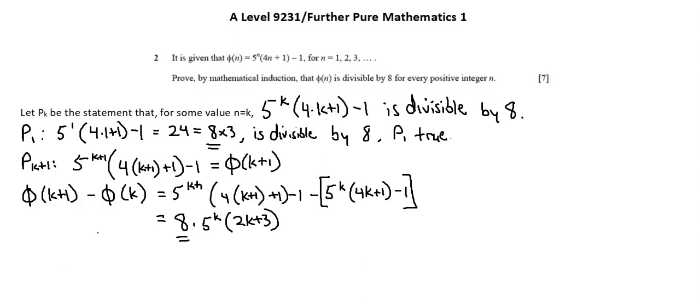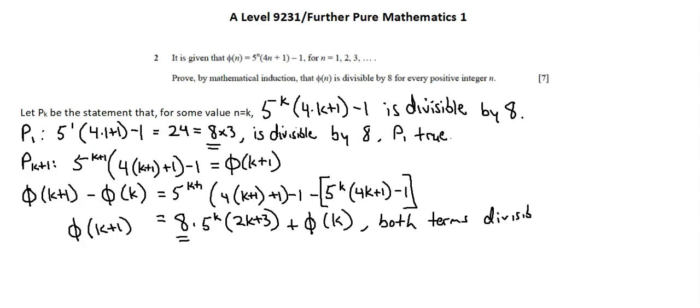What I have on the left side of the equation is phi of k plus 1 minus phi of k. What I'm looking for is phi of k plus 1, so I need to add phi of k to both sides. Based on the factor of 8, the first term is divisible by 8. We've already shown that phi of k is divisible by 8, so I will write both terms divisible by 8. Therefore, P sub k leads to P sub k plus 1.